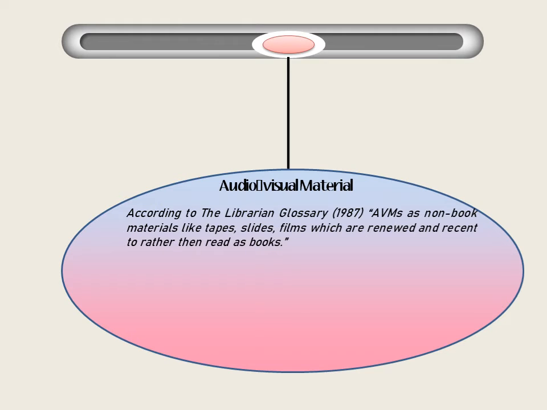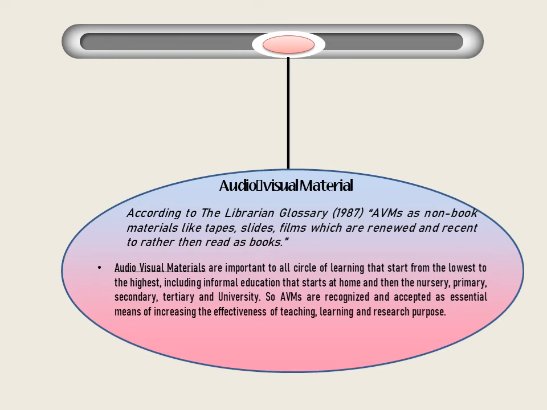Number 3, an example of this curriculum, the audiovisual material. According to the Library Glossary in 1987, audiovisual materials are non-book materials like tapes, slides, and films, which are viewed and listened to rather than read as books. With their importance in the cycle of learning, which starts from the lowest to the highest, including formal education that starts at home and then nursery, primary, secondary, tertiary, and university, these audiovisual materials are recognized and accepted as essential means of increasing the effectiveness of teaching, learning, and research.